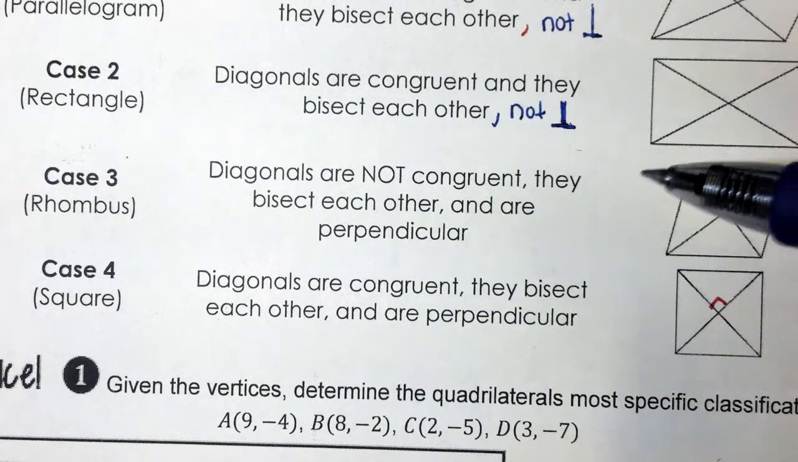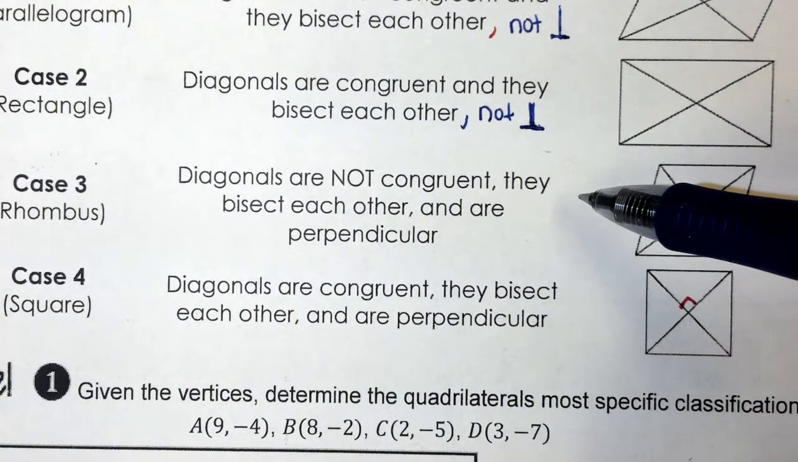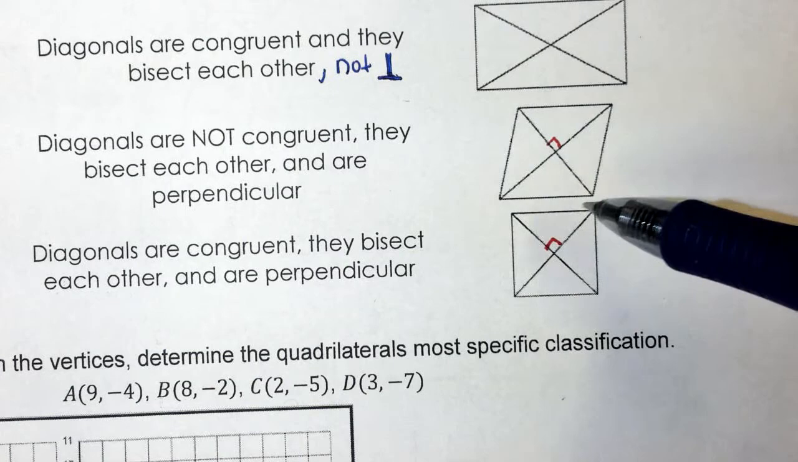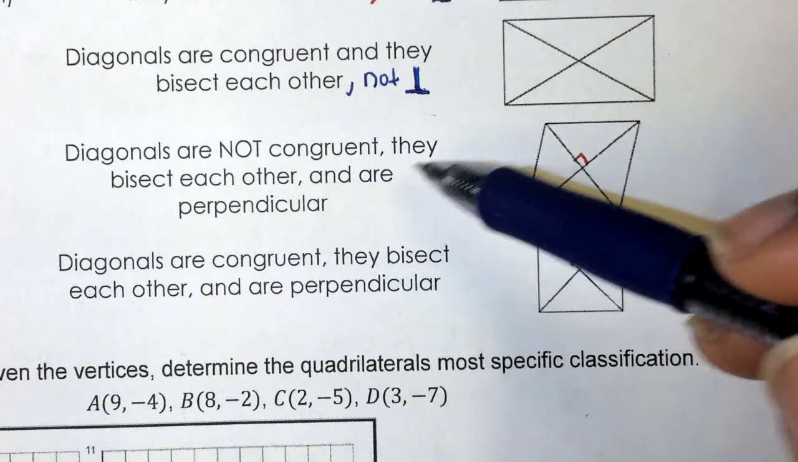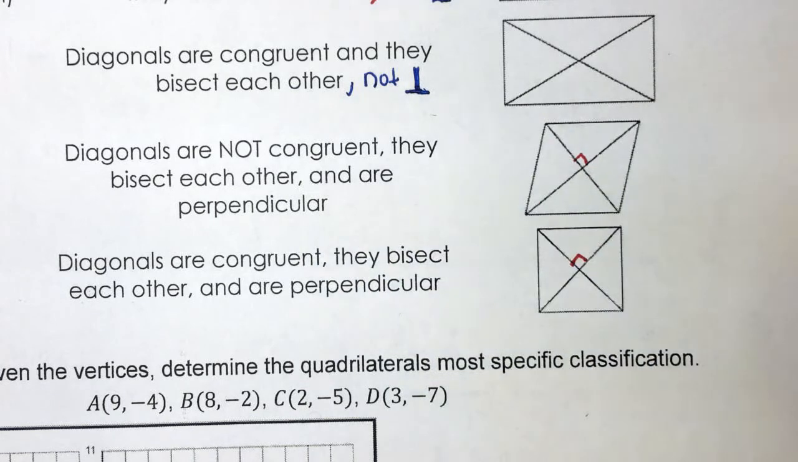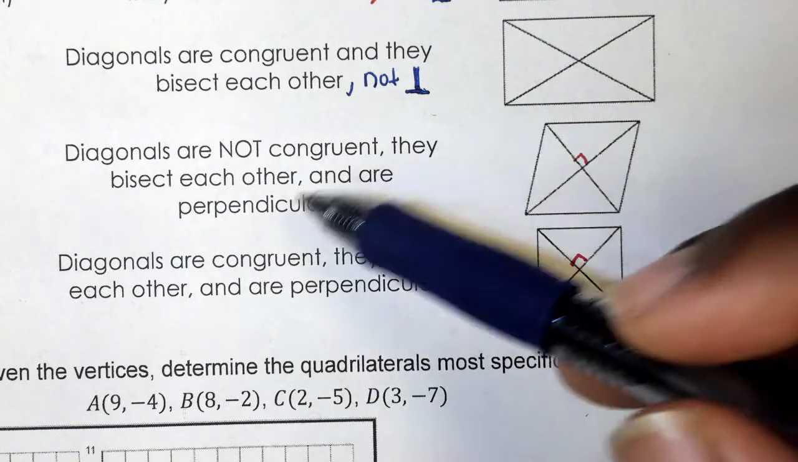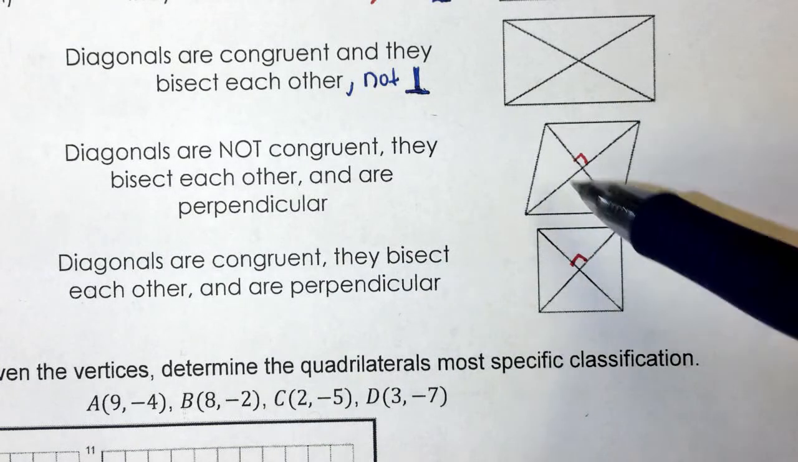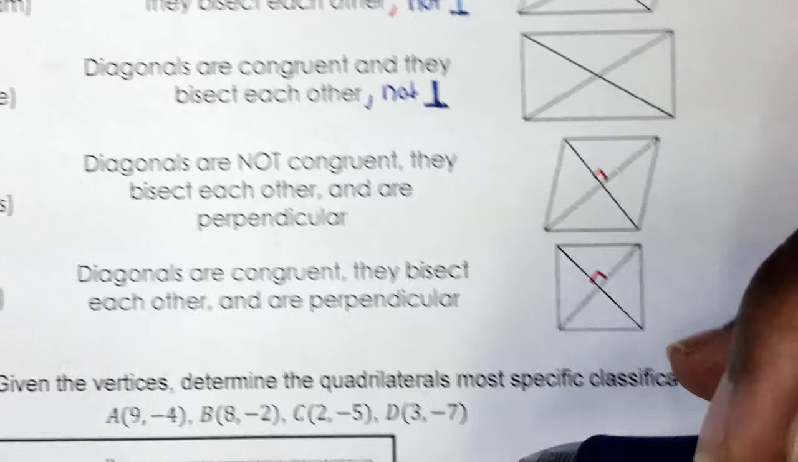Case 3 says diagonals are not congruent. This is for a rhombus. The diagonals won't be congruent, but they will be perpendicular. It's written there on this one. So on this one, the diagonals are perpendicular, so we'll show perpendicular slopes here if we prove that it's a rhombus.